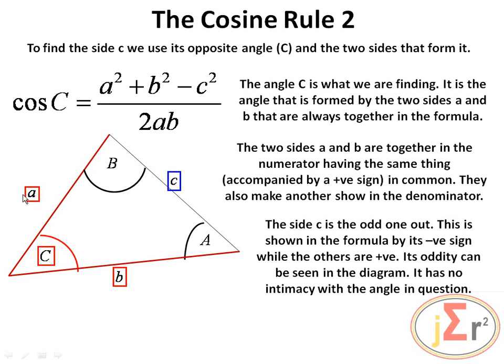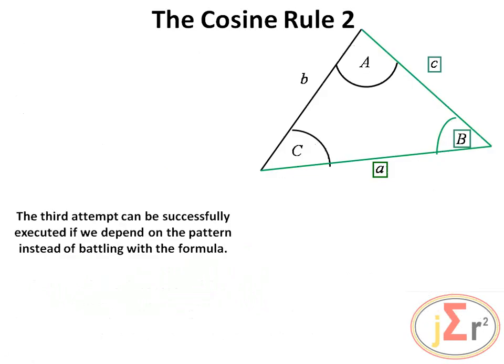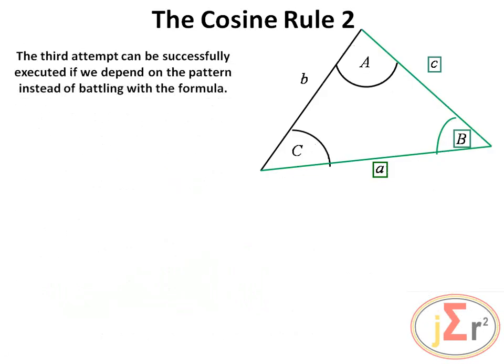The ones that we add and are always together are the two sides that form the angle that we are trying to find. In the formula that is used to find an angle, the two sides that are always together are the ones that form the angle. The one that declares its difference is the one that is opposite to the angle. The third attempt can be successfully executed if we depend on the pattern instead of battling with the formula. So we're not going to be battling with the formula this time.